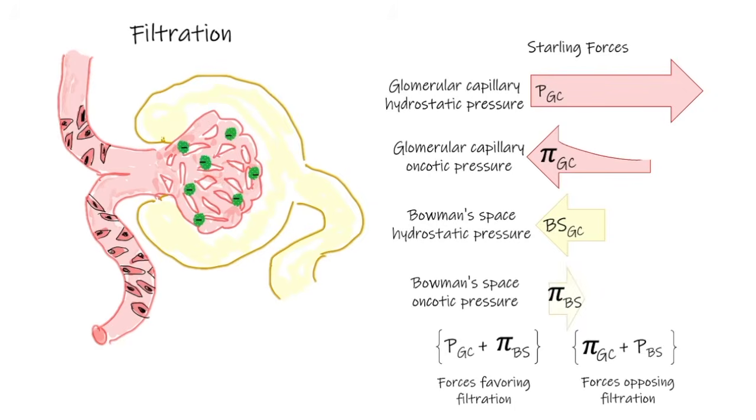Finally, we could consider Bowman space oncotic pressure. In the healthy kidney, very little protein is present. So this is a pressure which is essentially zero and contributes very little under normal circumstances. If we combine the forces favoring filtration and subtract the forces that oppose filtration, we obtain the net filtration pressure.